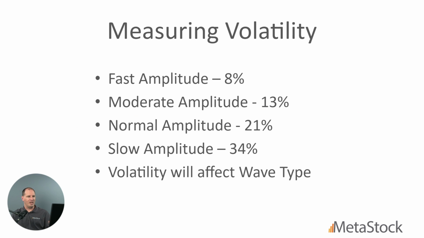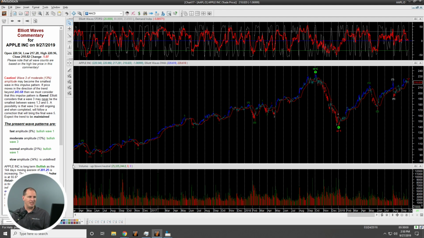So the Elliott Wave add-on actually looks at these different market moves. It measures volatility at 8, 13, 21, 34. And then volatility will affect your wave type, okay? That's why when I look at a chart, I may see a 1, 2, 3 that takes a really long time, and here I have a 1, 2, 3, 4, because it's looking at different volatility measurements over time. And it will tell you over here what it's in. So fast amplitude, it's in a bullish wave 1, moderate, it's in a wave 3. It'll walk you right through that in the commentary window and help you understand what's going on there.